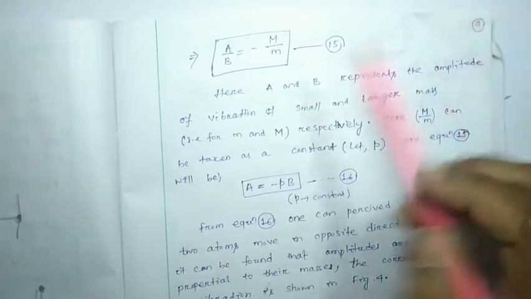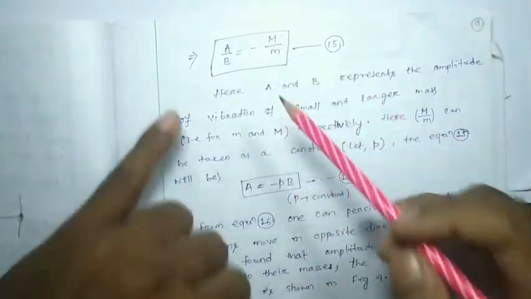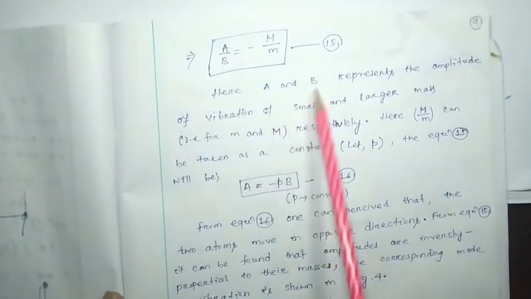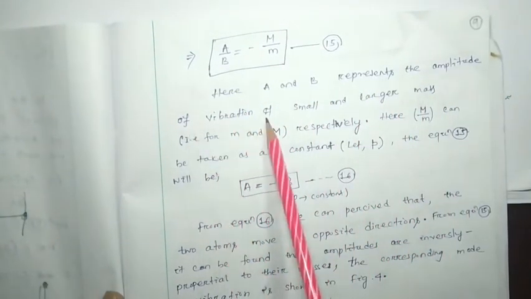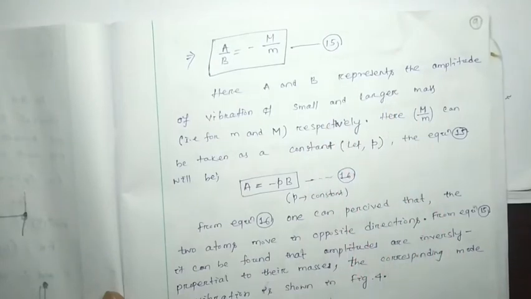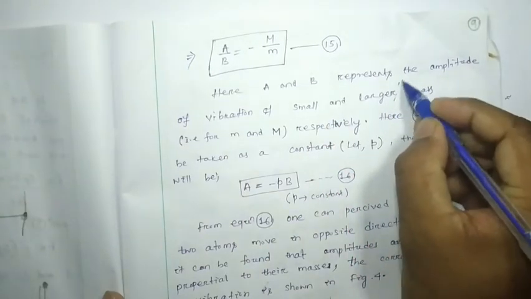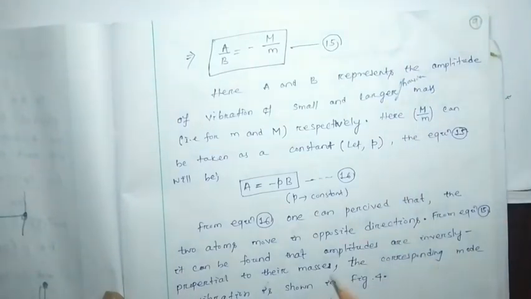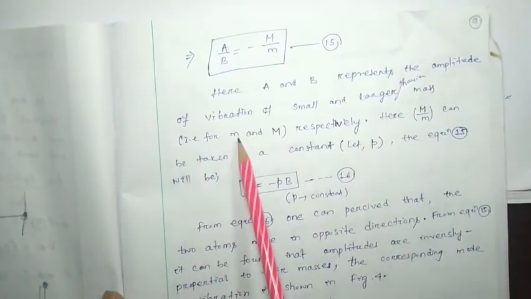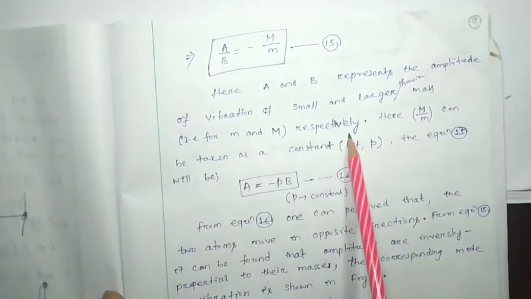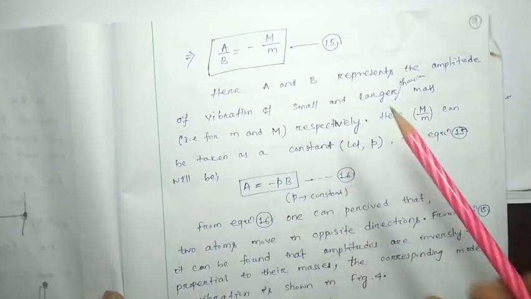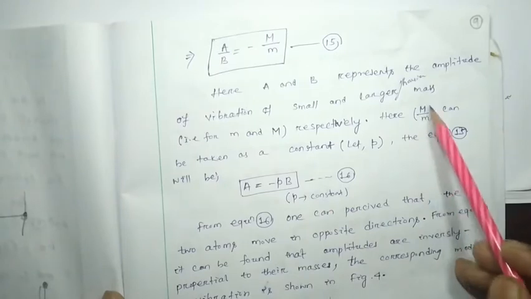Okay, so this represents something interesting that I am going to explain here. See, here a and b represent the amplitude of vibration of the smaller and larger mass. Larger or heavier, you can write heavier also, no problem. Larger mass, that is for small m and capital M respectively. Here M by m can be taken as constant. Both are masses, so M by m will be constant.